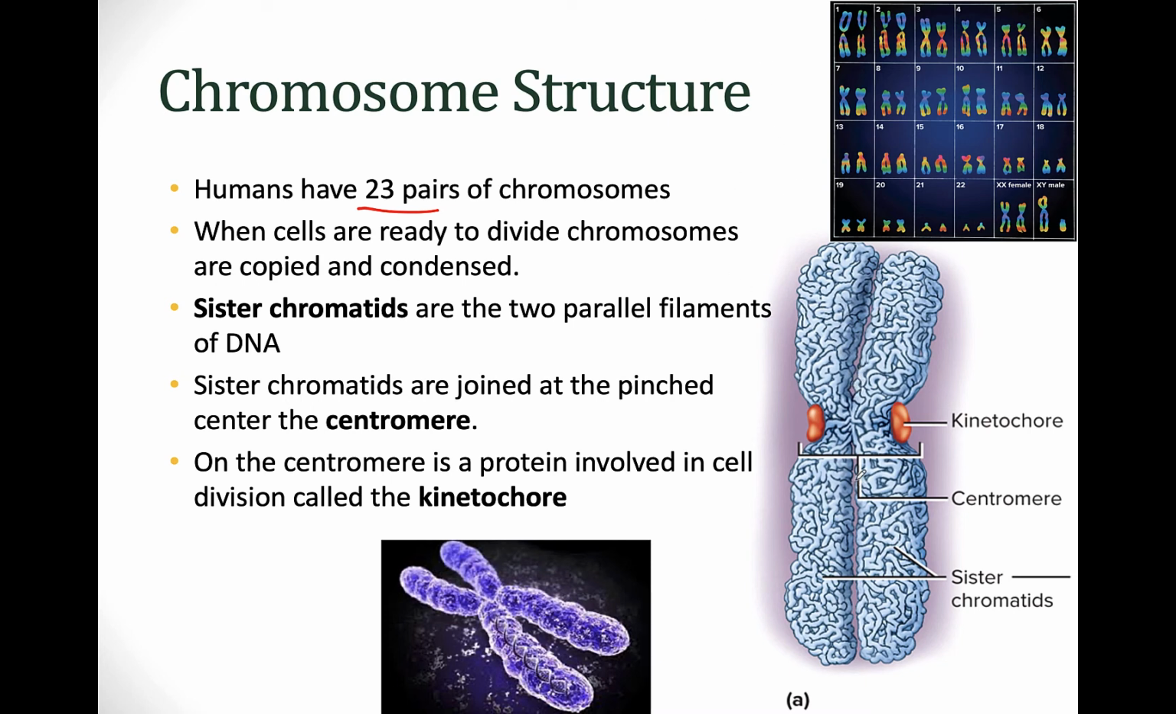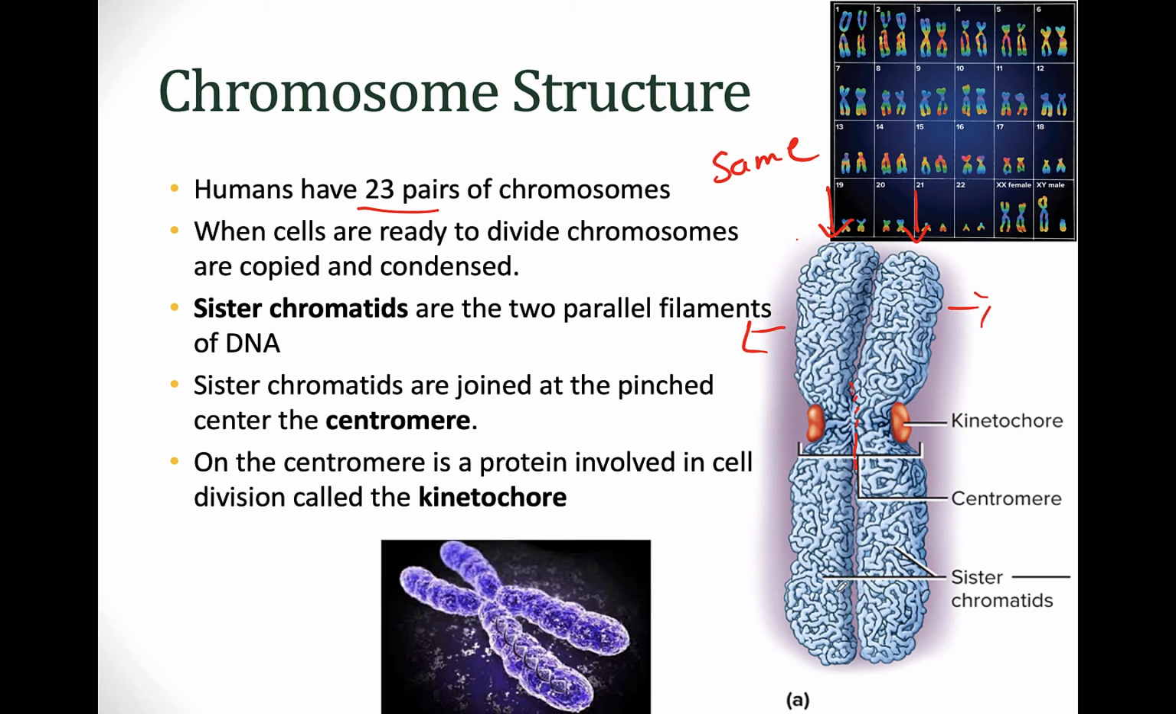So this is a duplicated chromosome where the left half and the right half are exactly the same because they've been copied. And then eventually we'll split this down the center. One chromosome can go to a new cell, one chromosome can go to a new cell. And then we can have two cells with identical genomes.